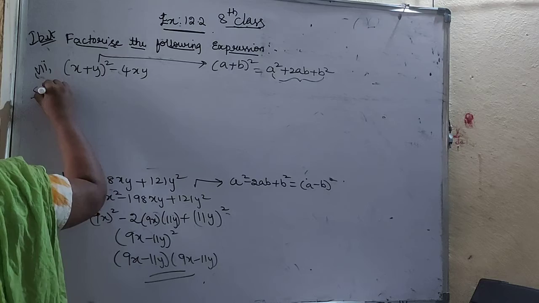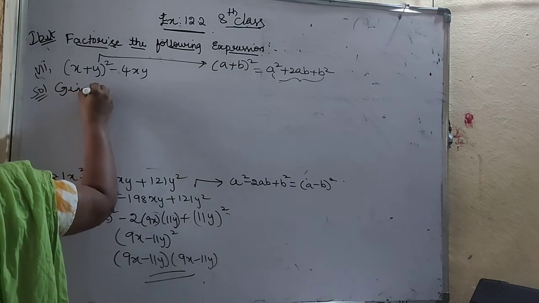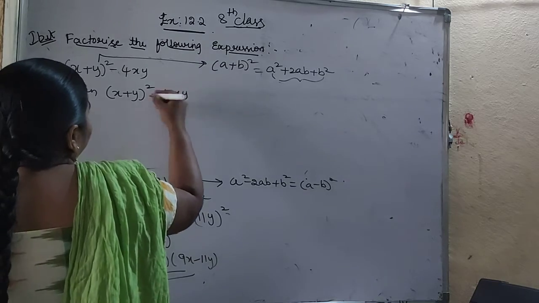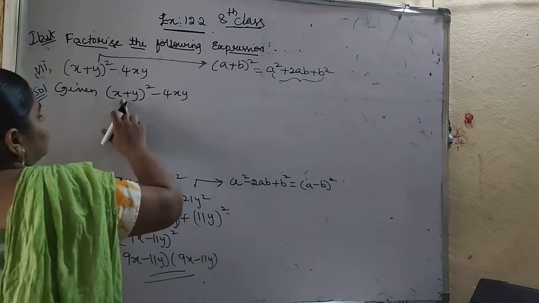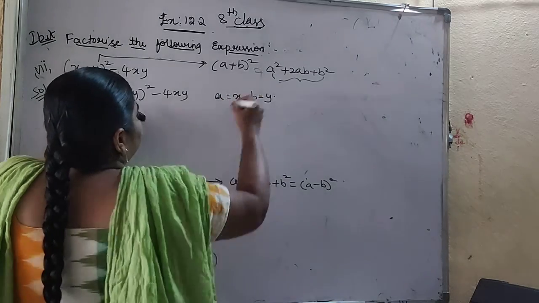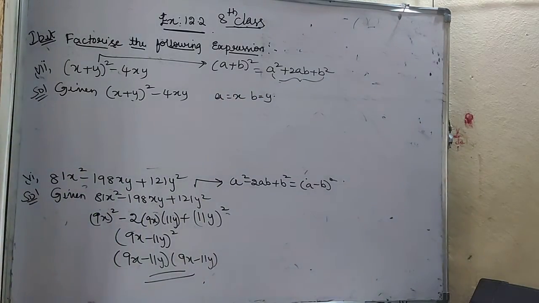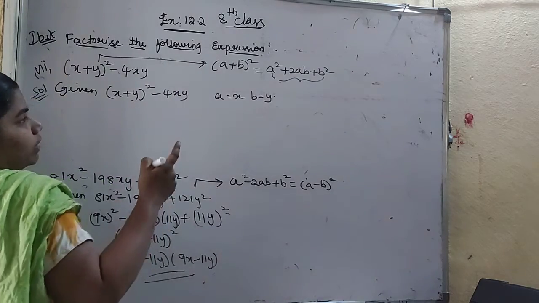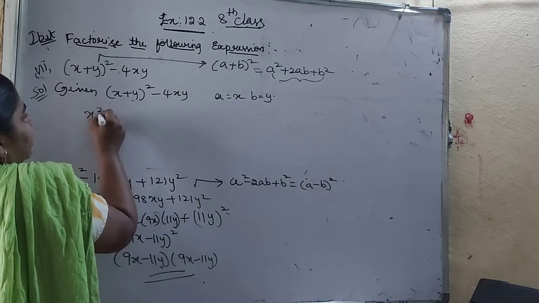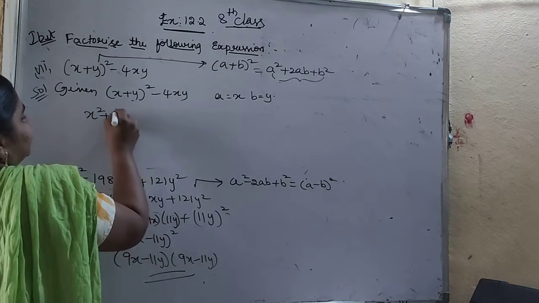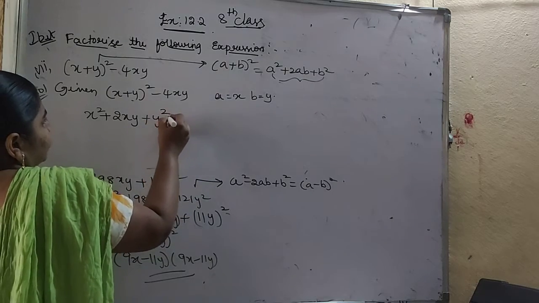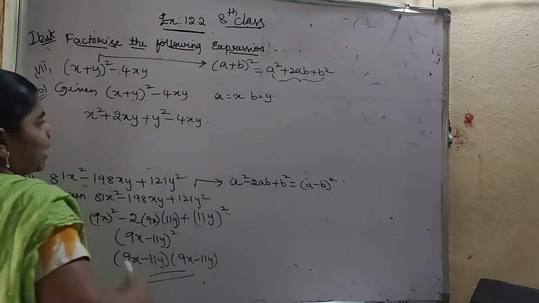Now here given x plus y whole square minus 4xy. So if you compare this one and this one, the a value will be x and the b value will be y. Now we are converting to that form, that is a square plus 2ab plus b square. A square is nothing but x square, plus 2ab is nothing but 2 into x into y, b square is nothing but y square, minus 4xy I am writing as it is.